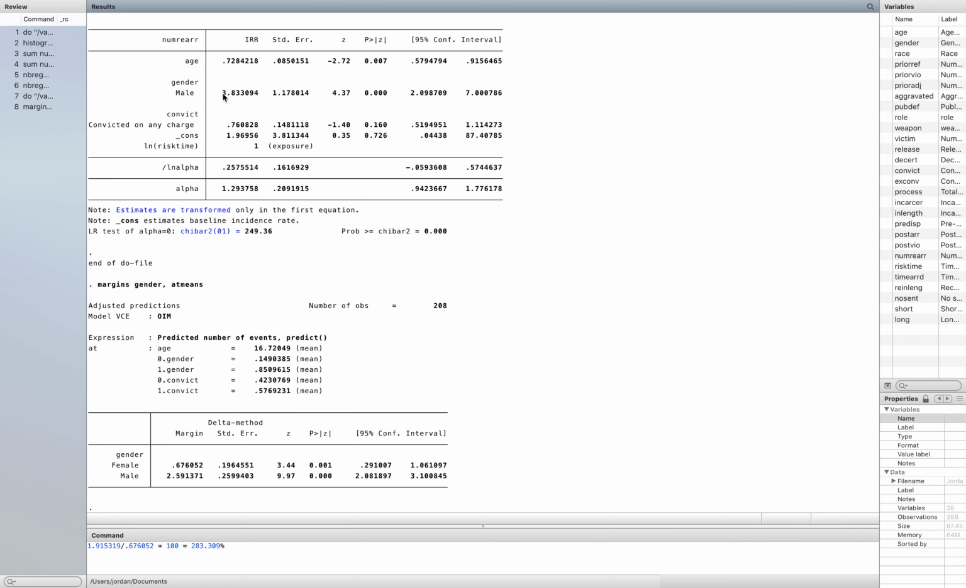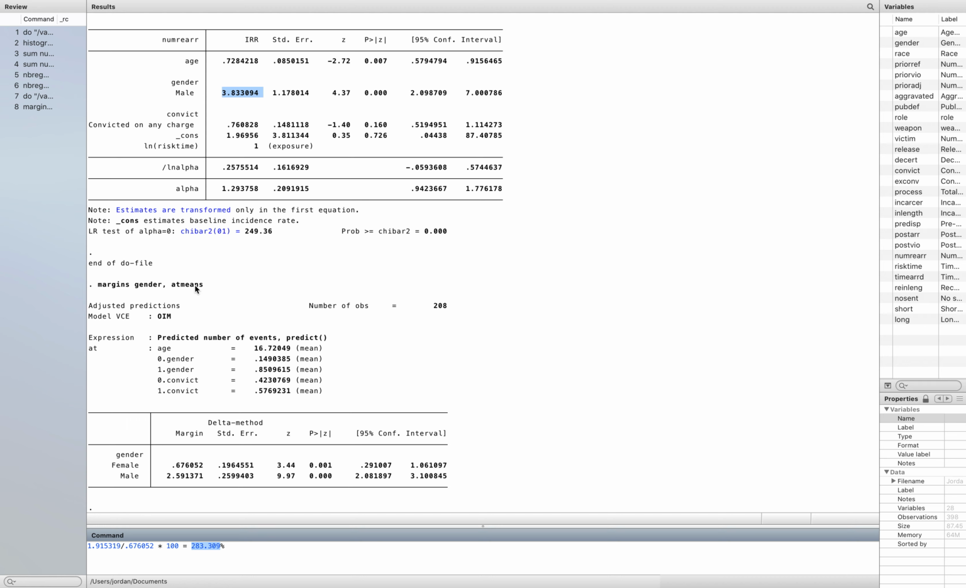Now look at the incident rate ratio. Males have a higher rate of rearrests than females of 283.309%. That's what this is. So you can see how the incident rate ratio and predictions are linked. If you're keeping everything at its mean and just looking at males and females. Remember, all a model says is, what's the average effect for gender holding age and conviction constant?